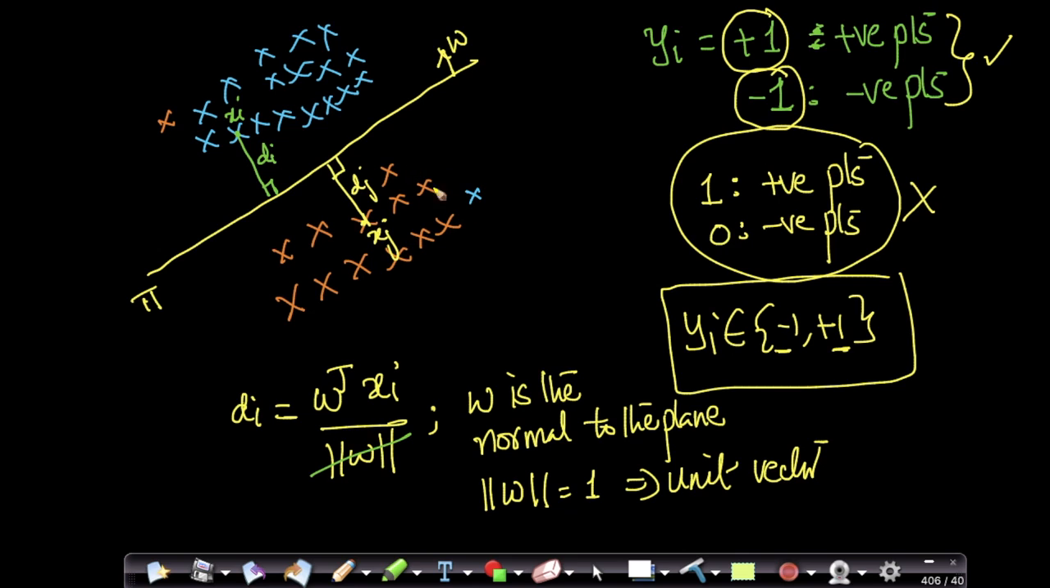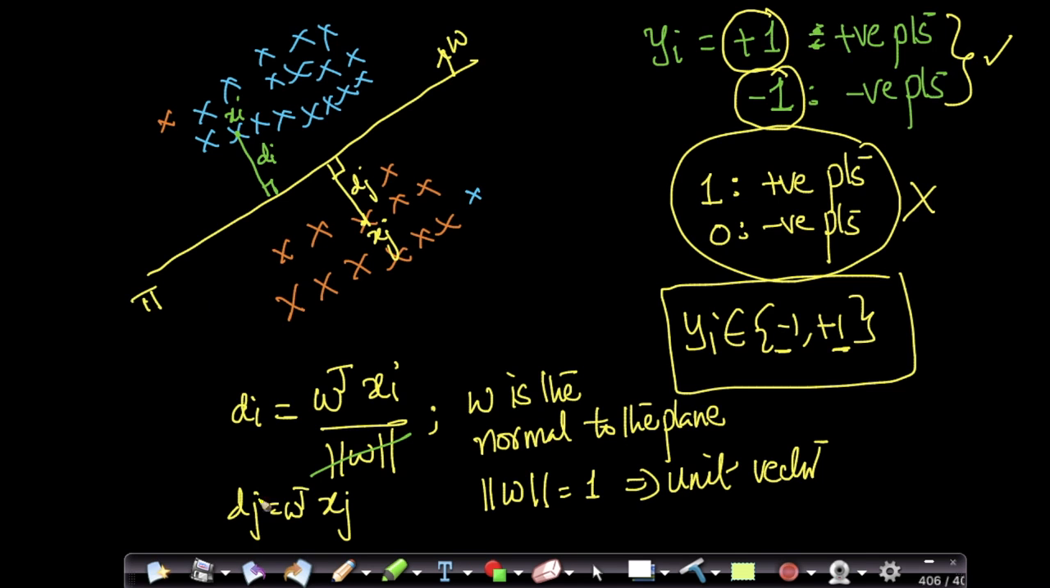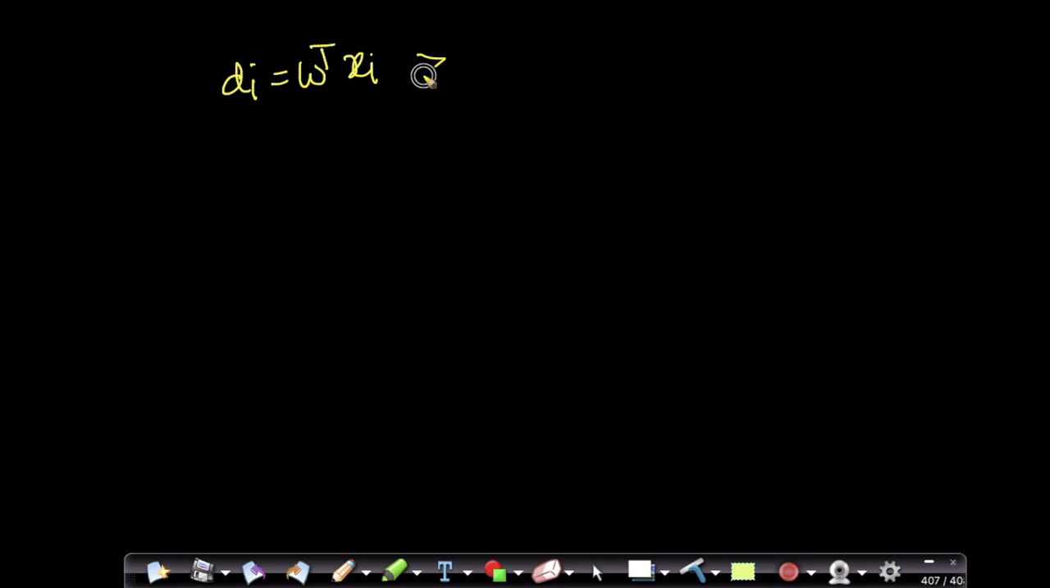So when you compute, Di is W transpose Xi, and Dj is also W transpose Xj. Now look at what happens. When I compute Di, which is equal to W transpose Xi, since W and Xi are on the same side of the plane, see W is pointing in this side, you will get this value to be greater than 0. Now take Dj.